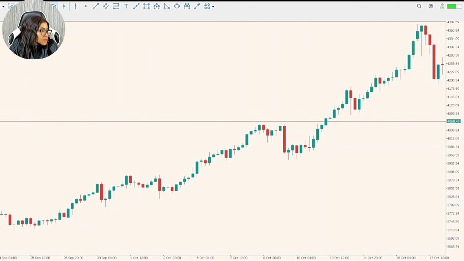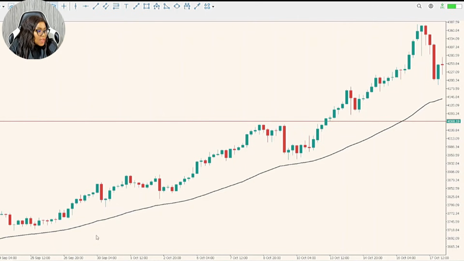So you go to insert, you go to indicators, trend, moving average. Let's add moving average 50, exponential. You would see how the moving average is angled to the upside, showing us that we are in an uptrend. And you see how price comes to test it, or come toward it, a lot of the time.